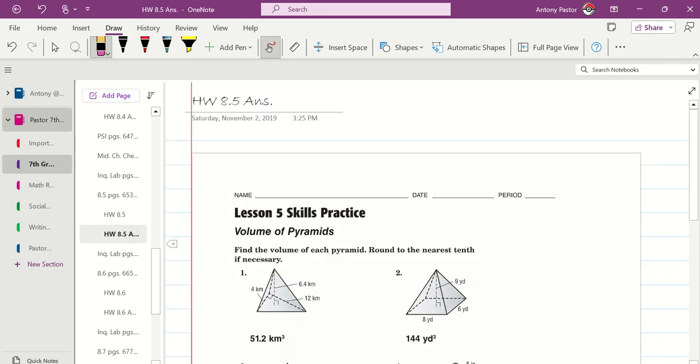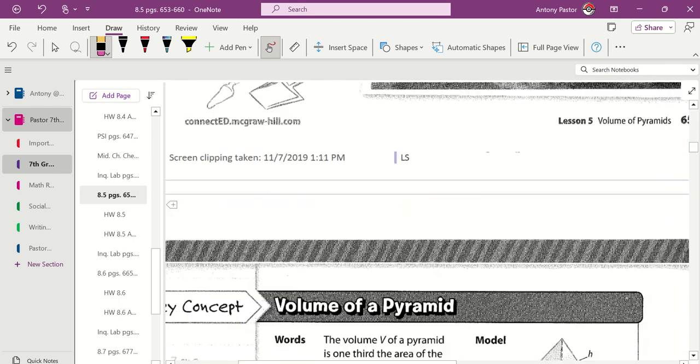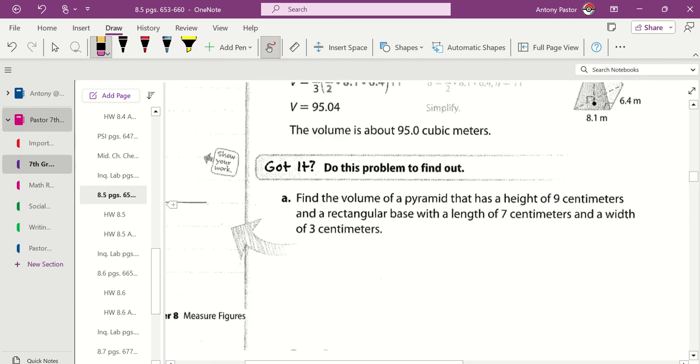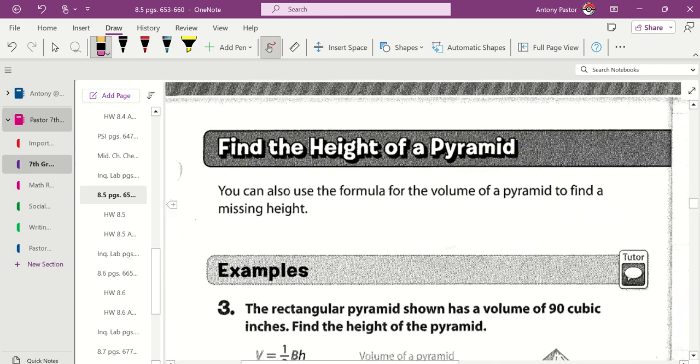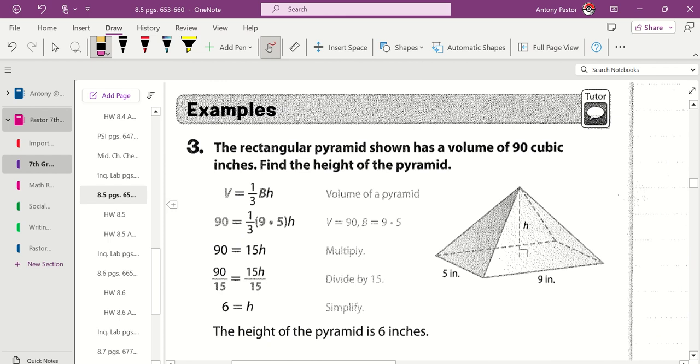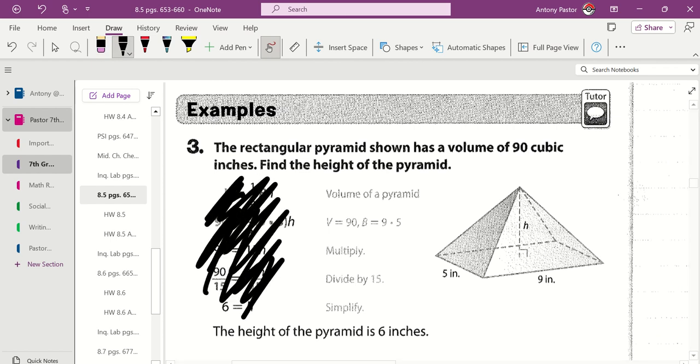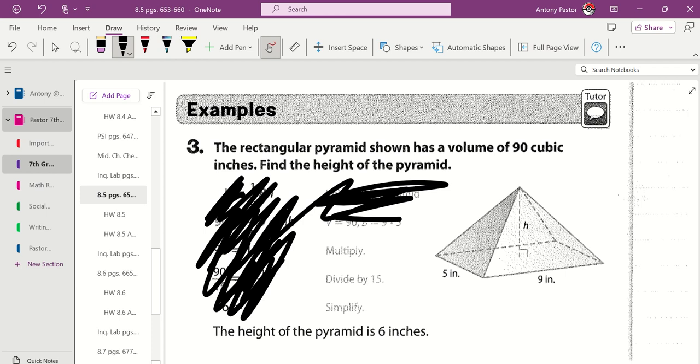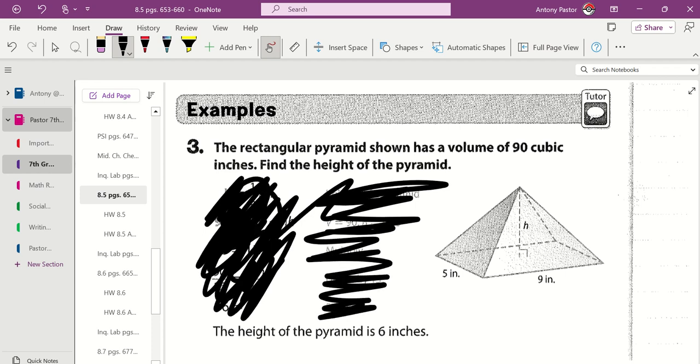We're going to go to our notes again. So now they're talking about finding the missing height. Find the height of a pyramid. So basically we're going back to algebra. And I'm going to completely cross this out so you guys don't get confused. And ignore it. Okay, so let me model this for you.